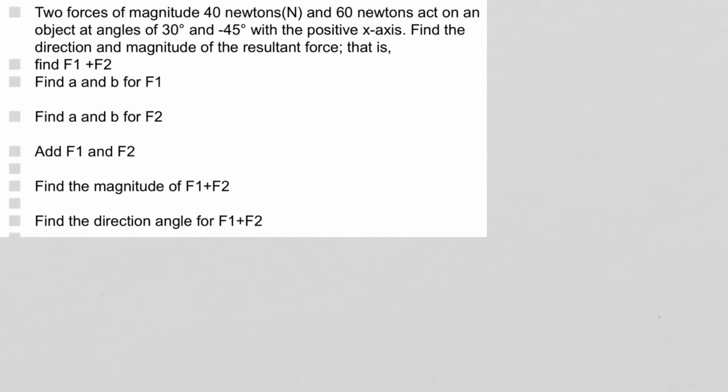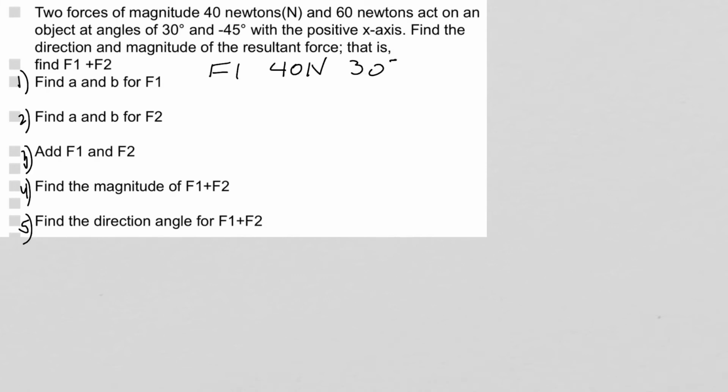Another example: two forces, of magnitude 40 newtons, this is an expression of force in physics, and another force of 60 newtons are acting on an object at angles of 30 and 45 degrees with the positive x-axis. Find the direction and magnitude of the resultant force. So we have two things being pulled at an object at certain angles with certain newtons of force. So I have everything listed here of what you need to do.